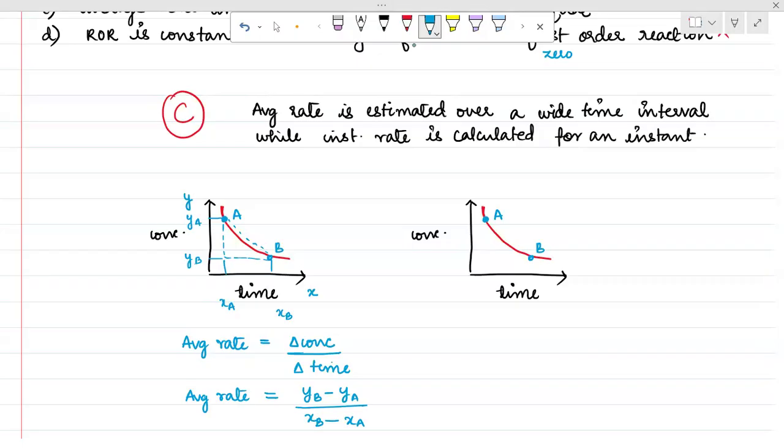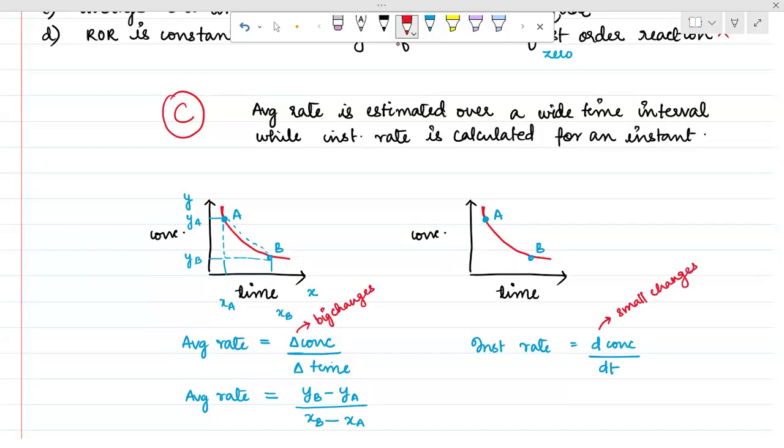Okay. Now let's say that I want to calculate the instantaneous rate. Instantaneous rate means at any point, at any instant. You do not take a wide range. So for instantaneous rate, you use the symbol small d. Small changes in concentration divided by small changes of time. So this is big delta, capital delta, big changes. This is small delta, notating small changes.